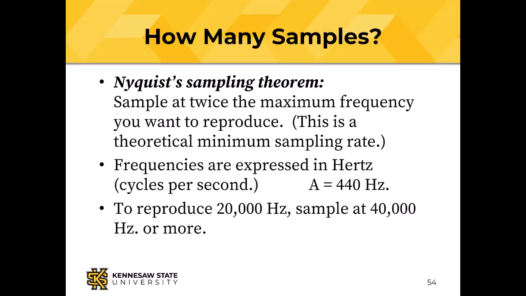In order to reproduce that, we'd have to sample at 40,000 hertz or more. And as it turns out, compact discs use a sampling rate of 44,100 hertz, just a little more than the theoretic minimum of 40,000 hertz.